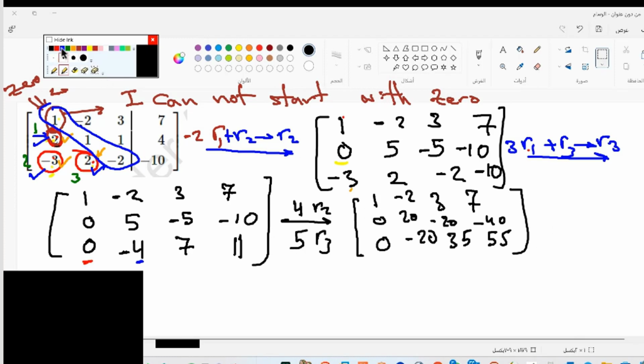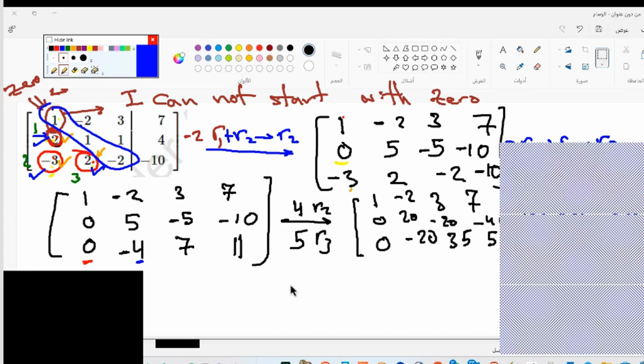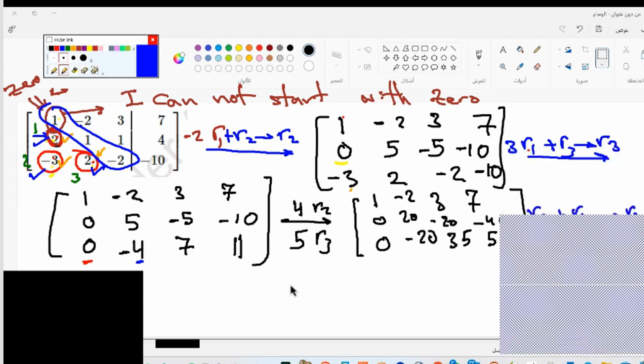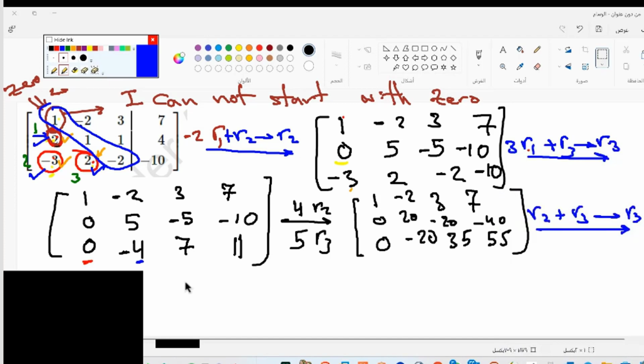Now, if I want to solve, it's easy now, I guess, to avoid any problem. I will use R3 for R3 positive R2. Correct? Yeah. See, to avoid using a fraction, you can use this one. Okay, let's solve together. Okay, just a minute.